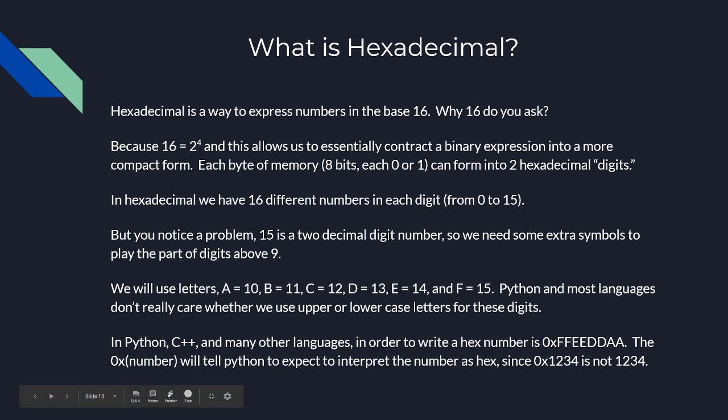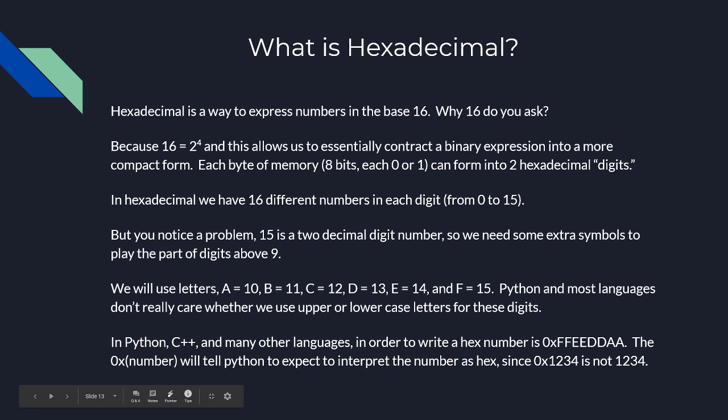in Python, C++, and a lot of other languages, the tradition is that you use 0x and then you put your hexadecimal number afterwards. And the main reason for that is that if you put a 0x, Python will know to interpret that number as hex, because as we're about to see, 0x1234 is not the same thing as 1234.